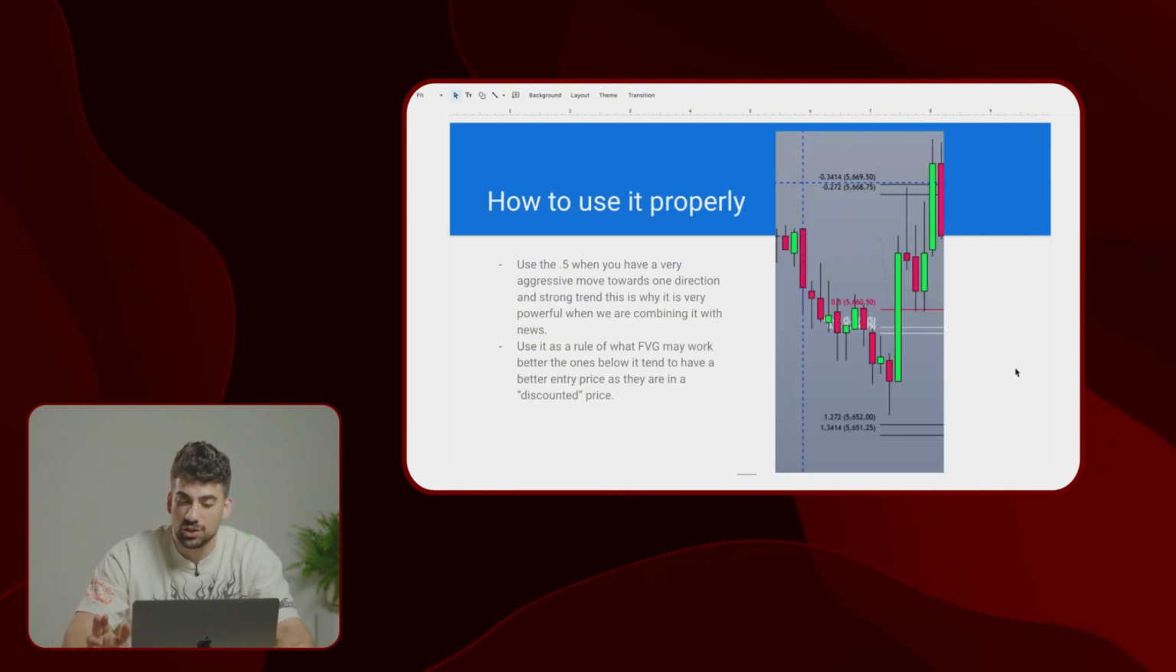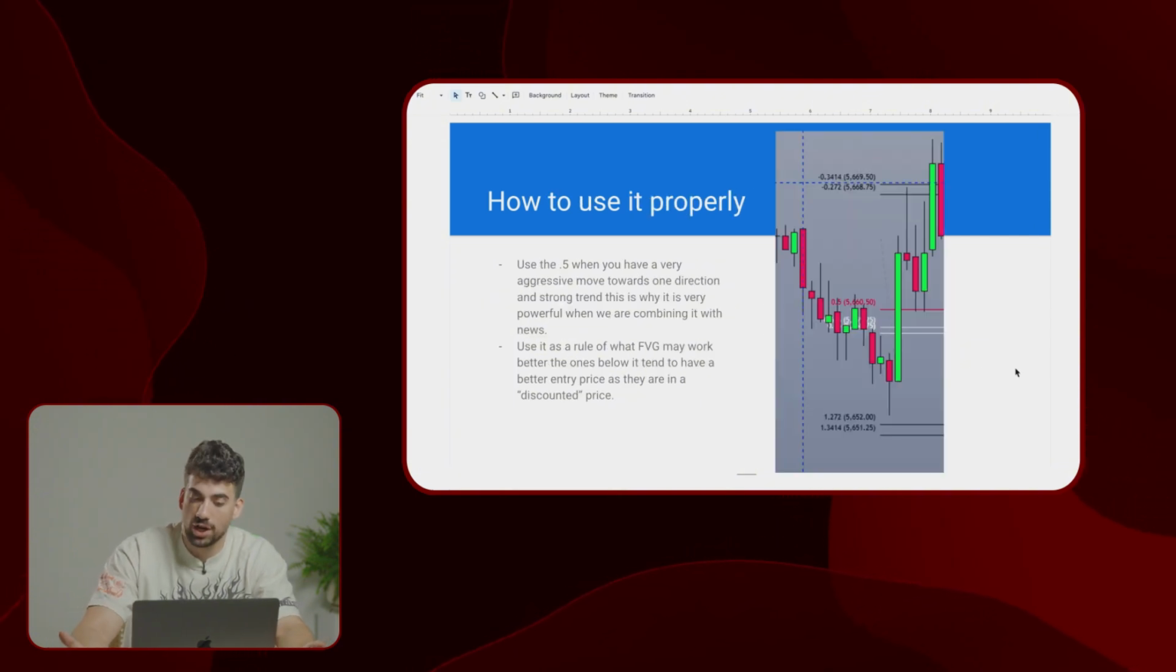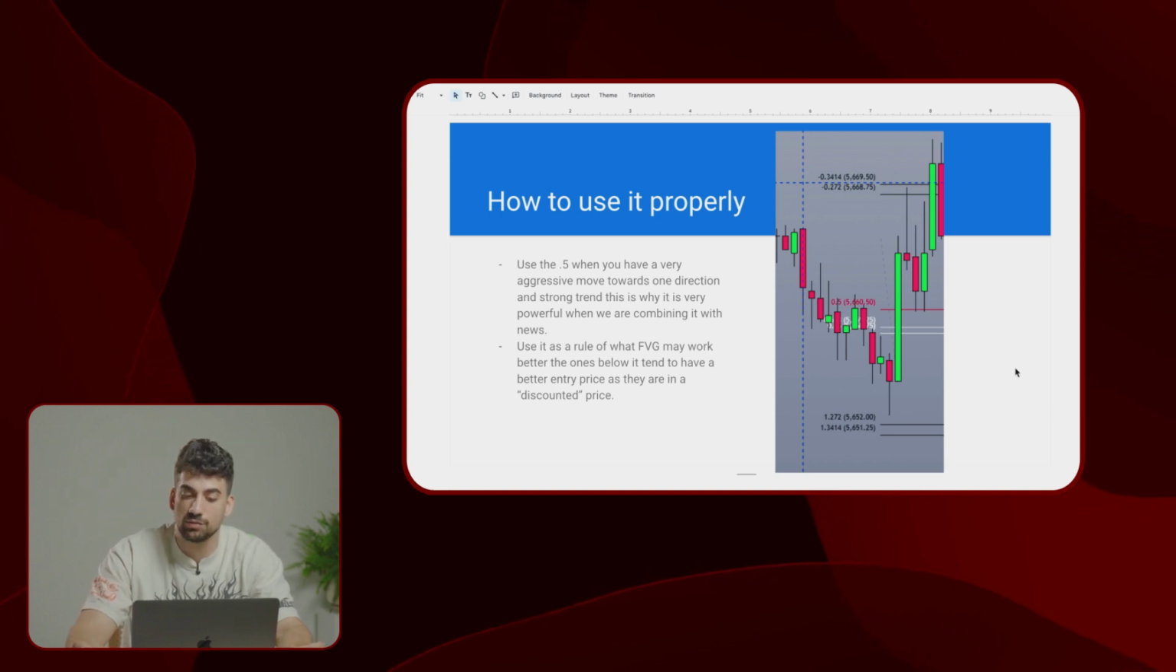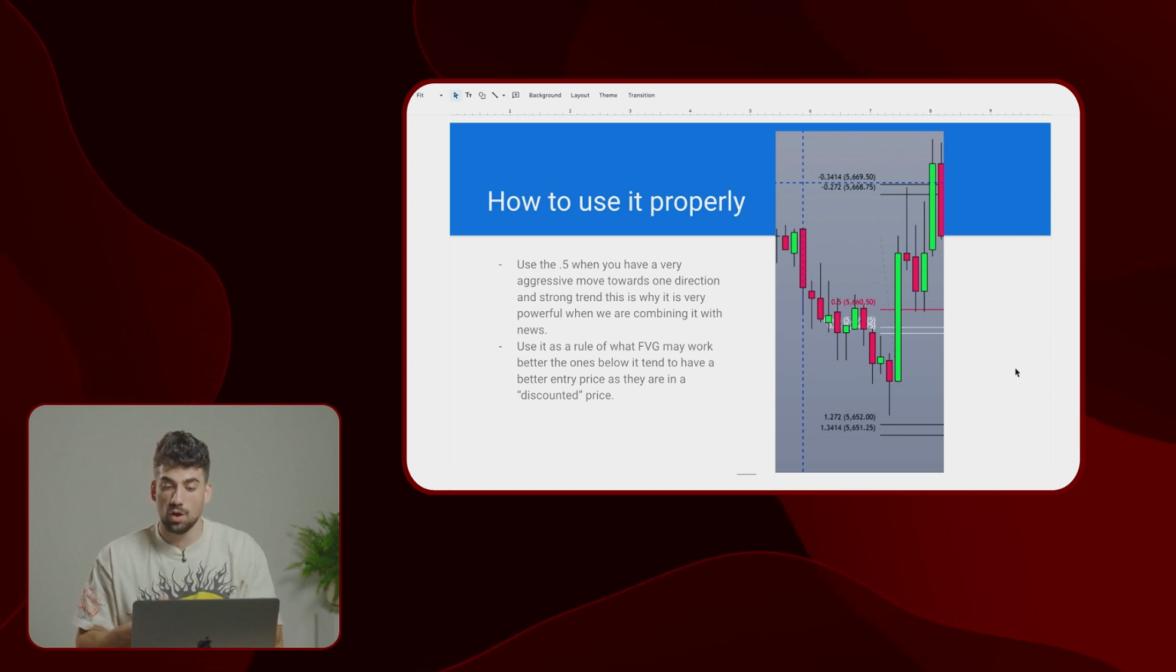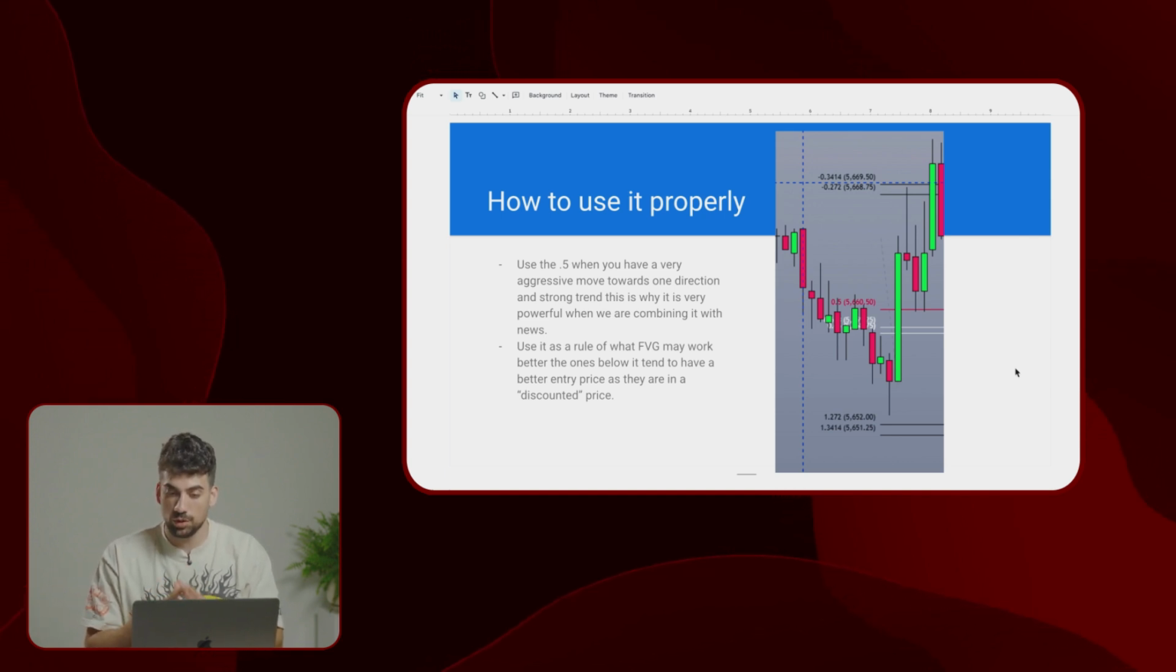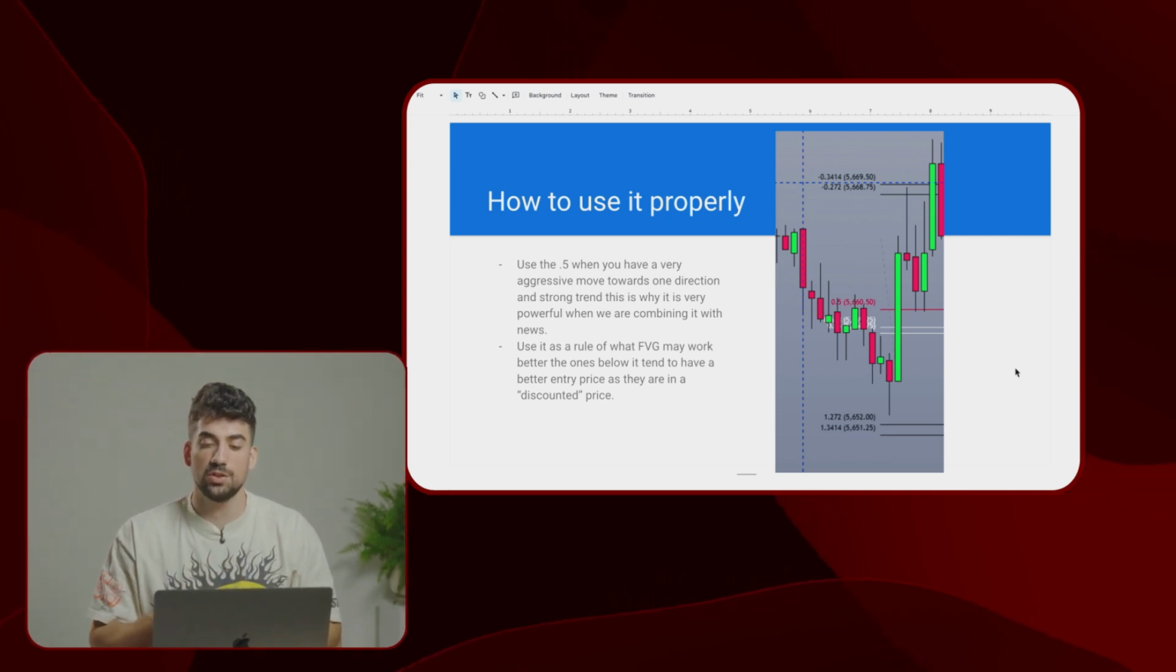How to use it properly? Use the 0.5 when you have a very aggressive move in one direction, a strong trend. That is why it is very powerful when you combine it with news. Here we had a big news candle, we fibbed out the news and you saw the 0.5 at 5660. That was the exact bottom of the retracement to then push higher.